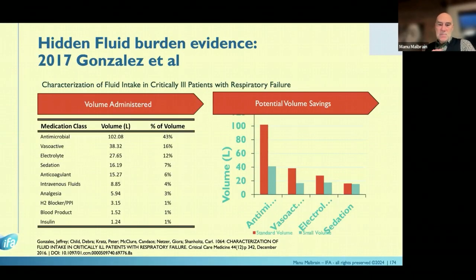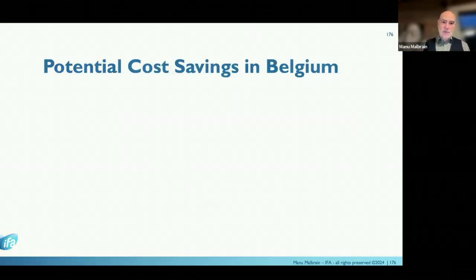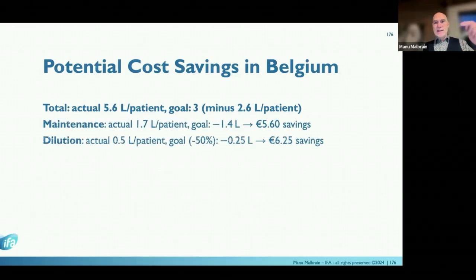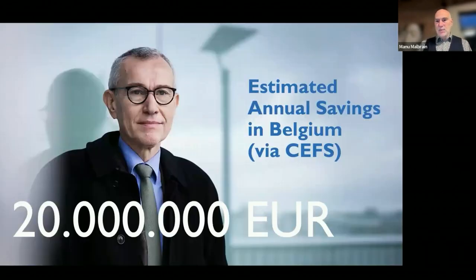Now, studies have been performed looking at the little bags, the dilution fluids, the creep fluids, basically to give antimicrobials, vasoactive drugs, the noradrenaline, the dobutamine, electrolytes, sedation drugs. So these form the fluid creep. And studies have shown that if you reduce the volume of your drug diluent, you can reduce about 50% of your creep fluids. So translating that into potential cost savings in Belgium, we could maybe save up to 25 million a year, probably around 20 million.